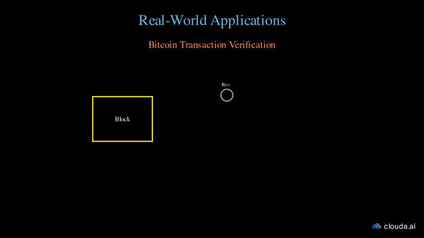Now that we understand how Merkle trees work, let's see them in action. Bitcoin uses Merkle trees brilliantly. Instead of downloading every single transaction to verify a payment, you only need the root hash and a few branch hashes. This makes blockchain validation incredibly efficient.